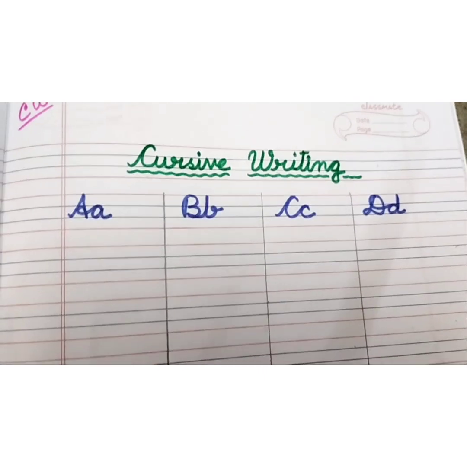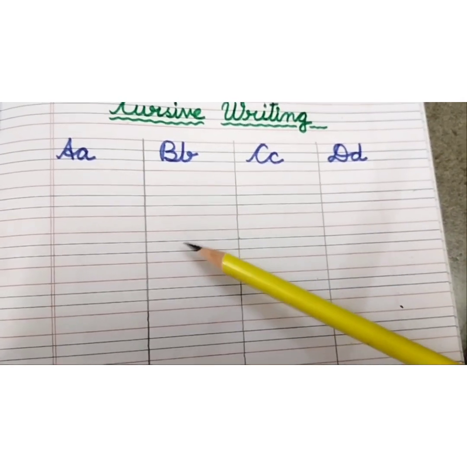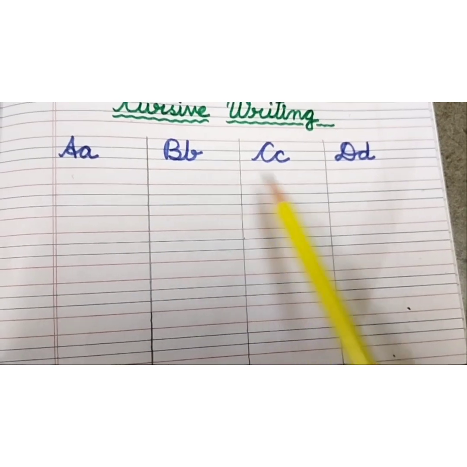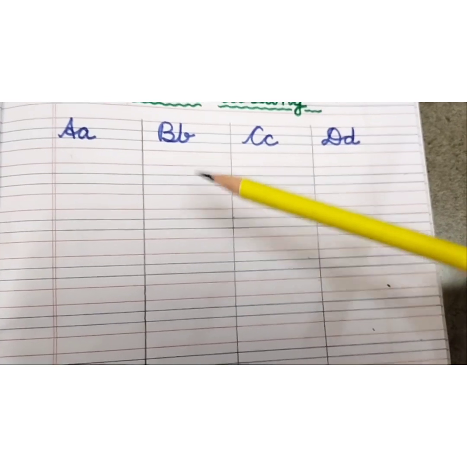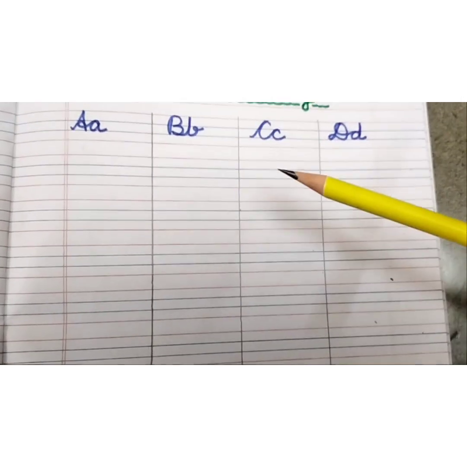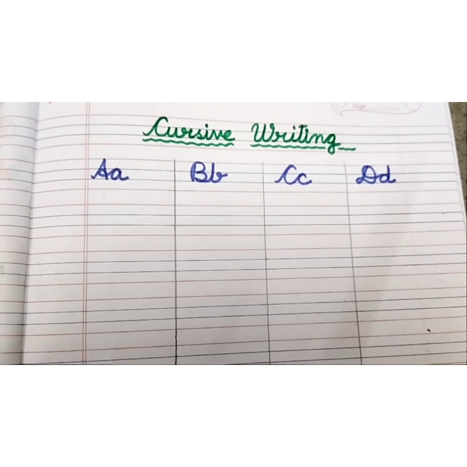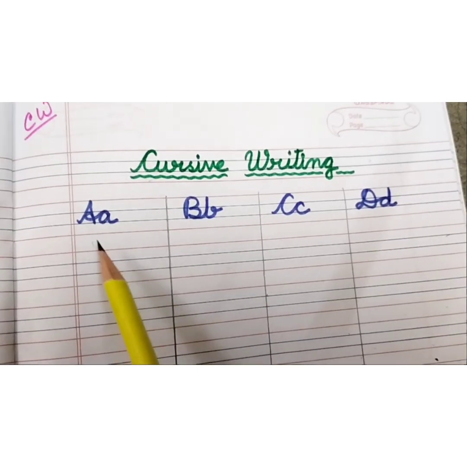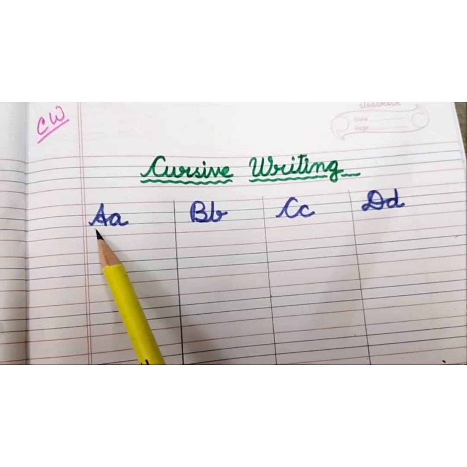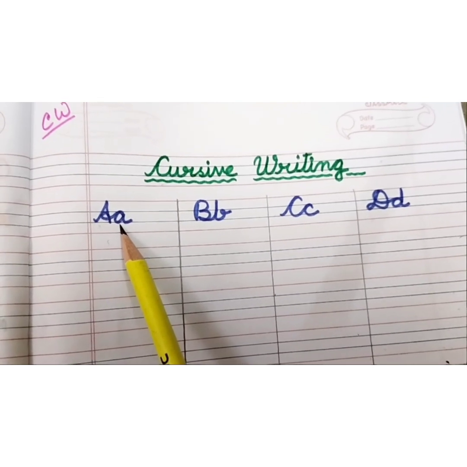Now children, see how I have set my copy. I have written A, B, C, D and in between these alphabets I have drawn the lines for separating this. This will make my work neat and clean. Now children, let me show you how to write A. The first one is capital cursive A and the second one is small letter cursive A.